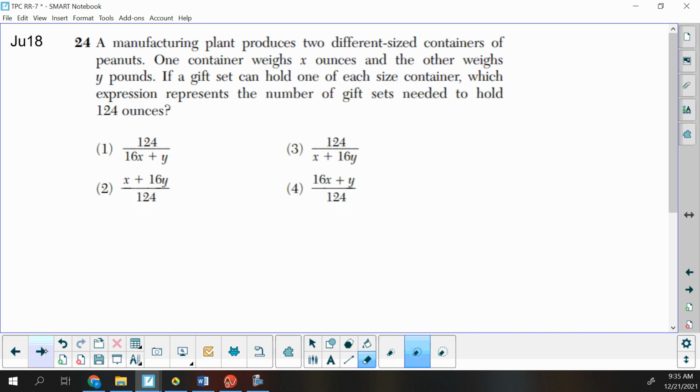Next, we're going to go to June 2018, number 24. And we'll give you a minute to read through that.